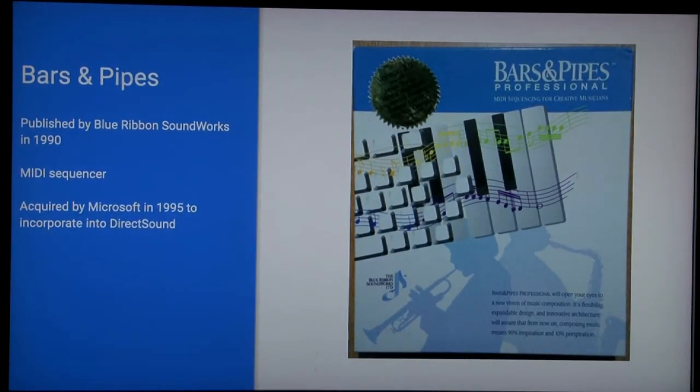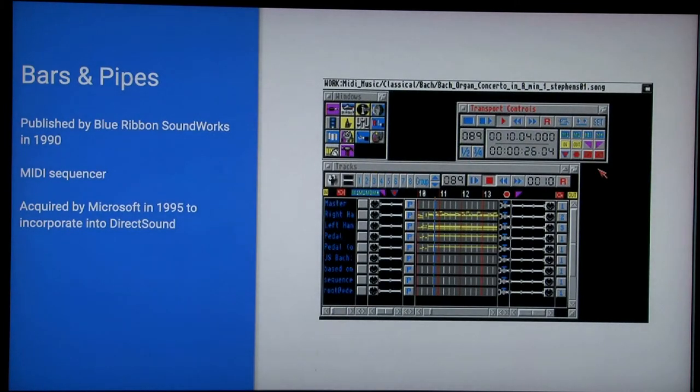It had a very colorful interface too, and the name Bars and Pipes came from the fact that they kind of replicate plumbing almost. You have little nozzles, and you have 16 MIDI channels, and you'd say, all right, I want this music going through channel one, and it's going to go out to this instrument, and this. So you build this little flow diagram of how your song's going to play.